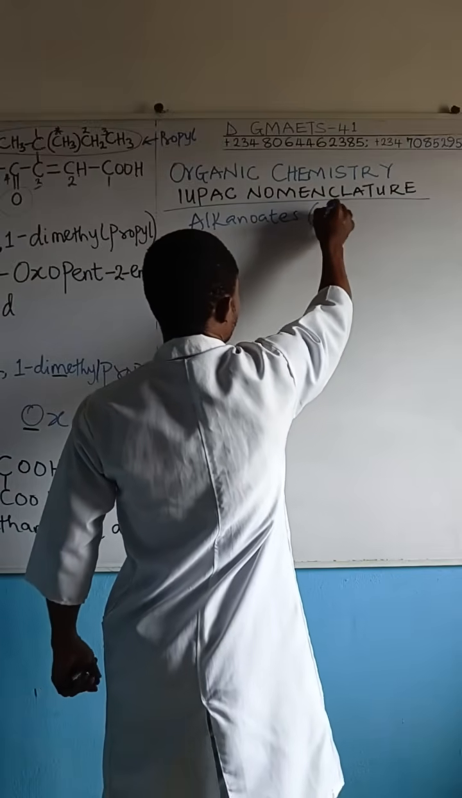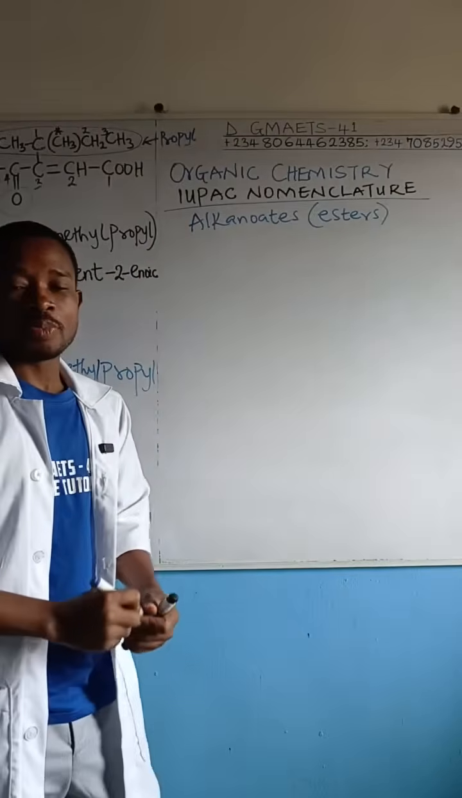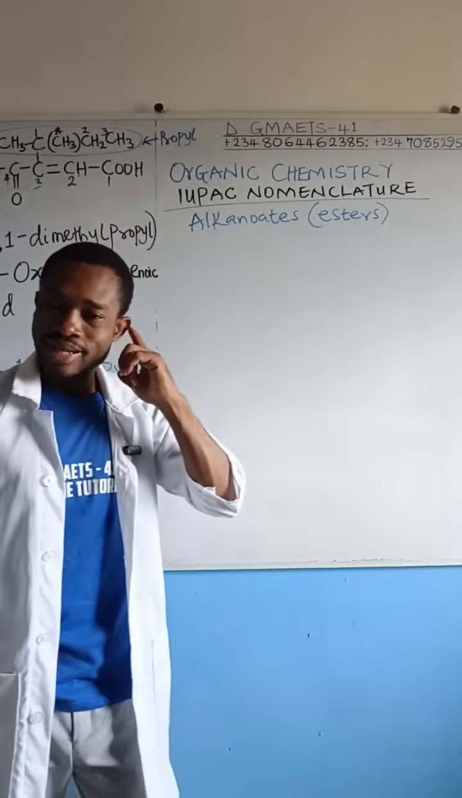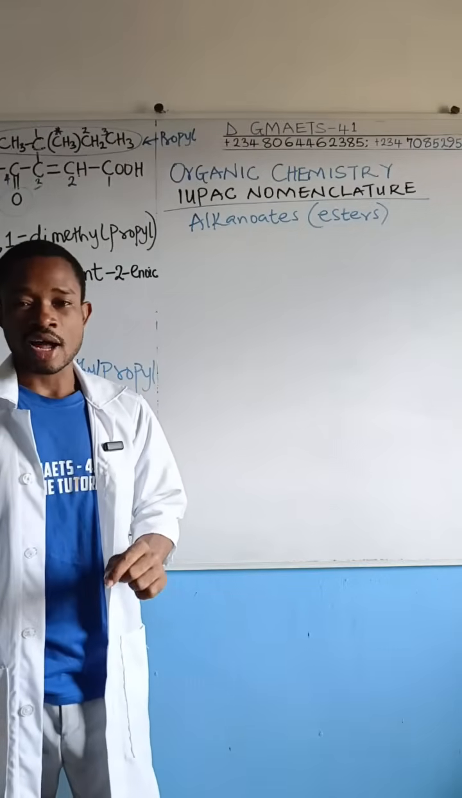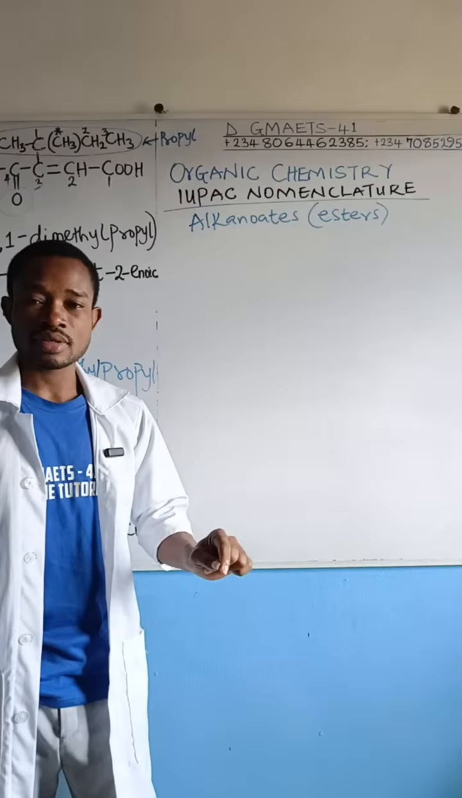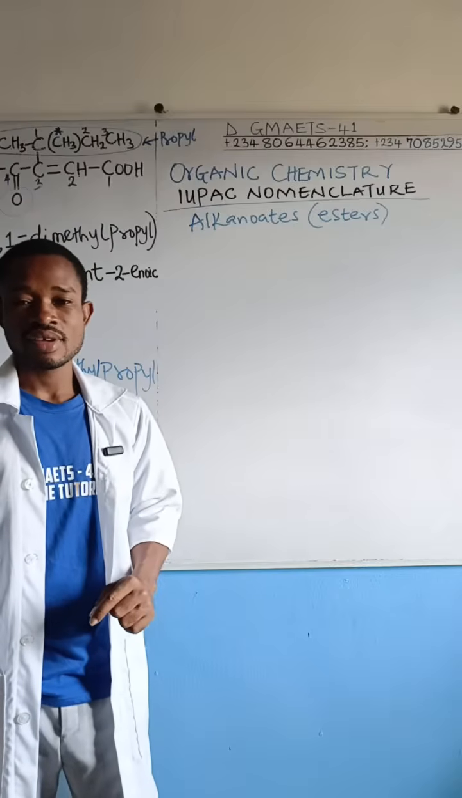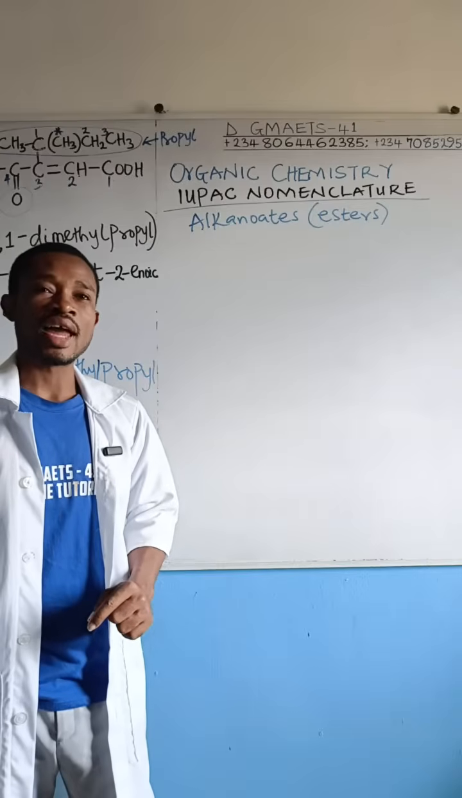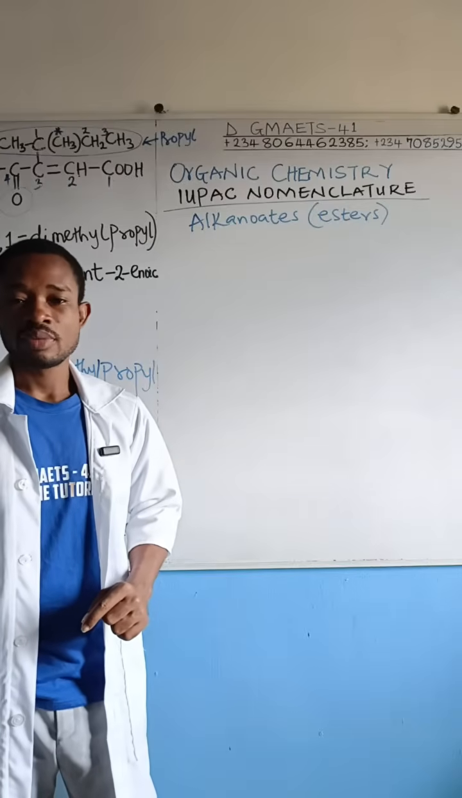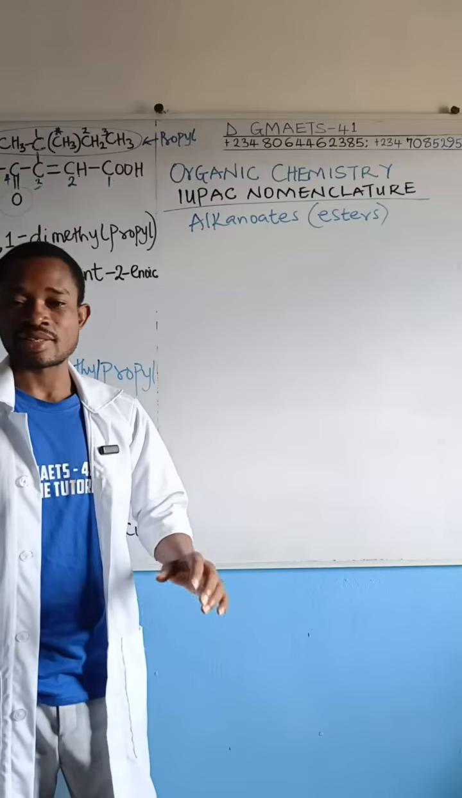Then specifically, the alkanoates we are treating, the ones you treat in IUPAC nomenclature, is esters. I'm saying this because all esters are alkanoates, but not all alkanoates are esters. For example, I can have something like calcium propanoate. Calcium propanoate. That is an alkanoate, but not an ester.